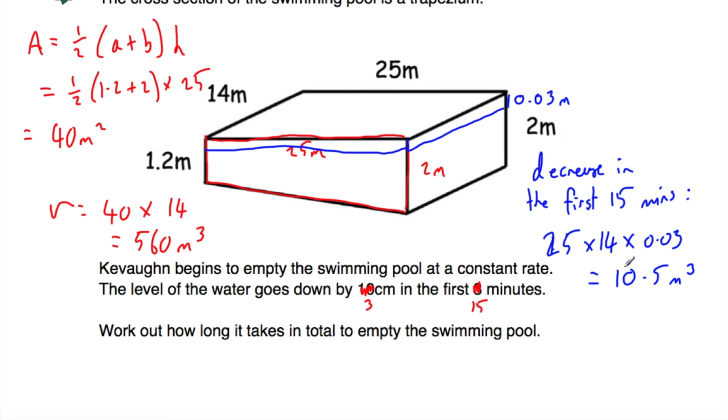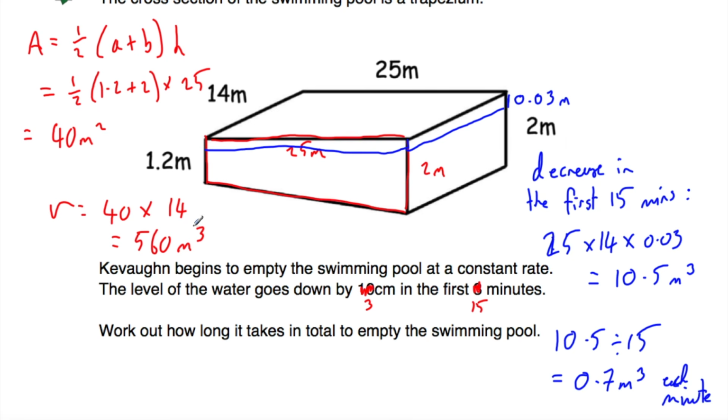What I'm now going to do is divide that 10.5 metres cubed by 15, because that'll tell us how much water leaves the pool every single minute. So let's take 10.5 and divide that by 15. 10.5 divided by 15 is equal to 0.7. So 0.7 metres cubed of water leaves the pool each minute.